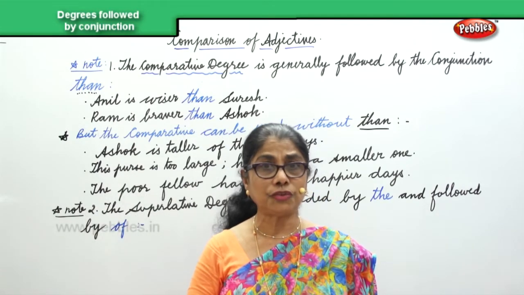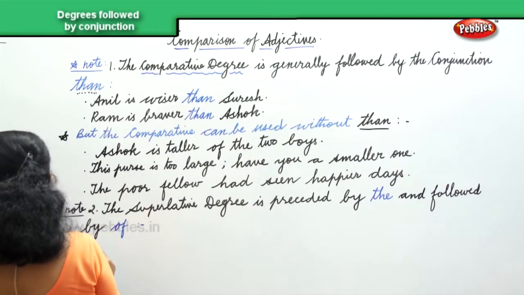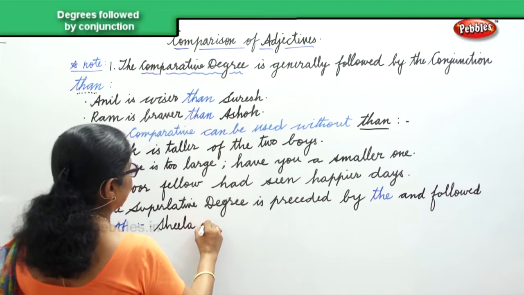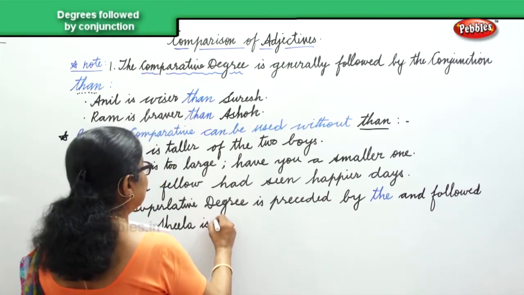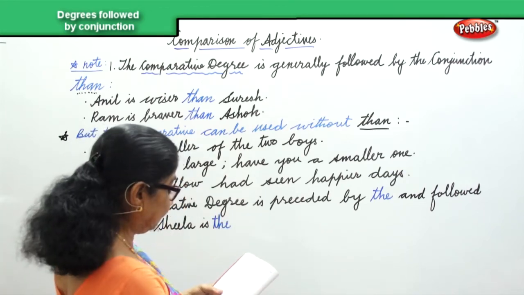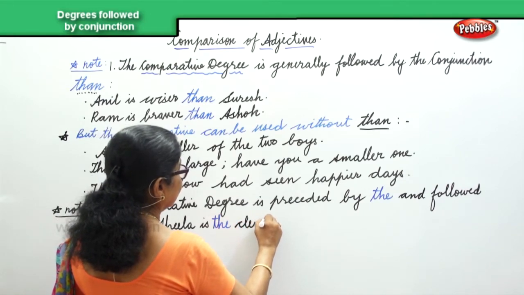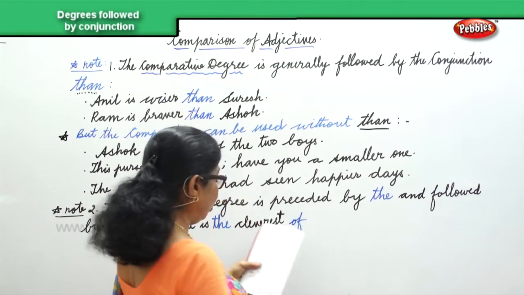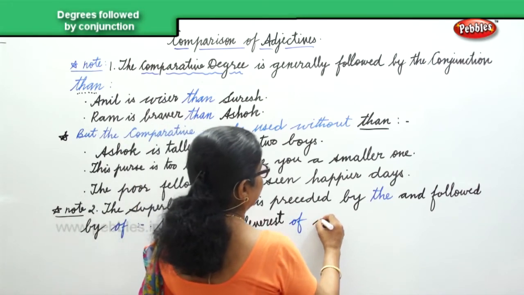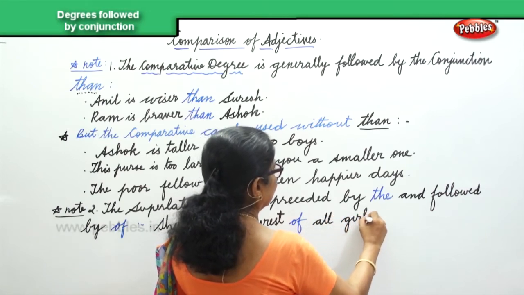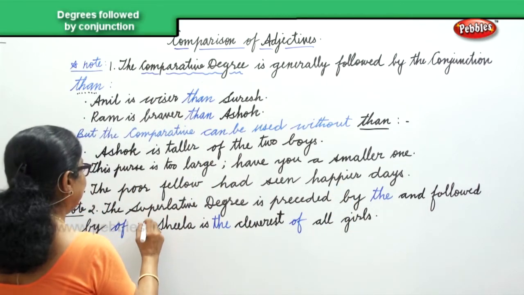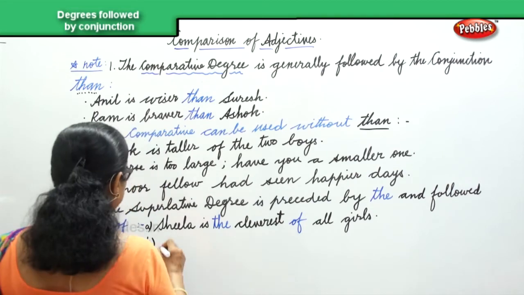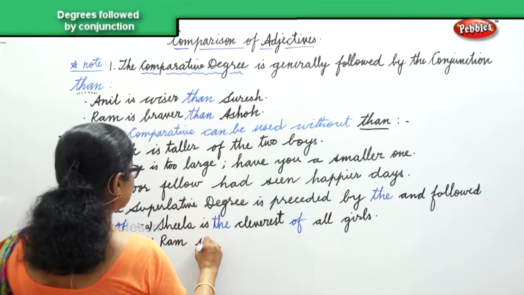Sheila is the cleverest of all girls. So we have a couple of sentences to look at. Sheila is the cleverest. Cleverest of all girls. Okay, then that is A. B, let's look at another sentence. Ram is the best of all boys. Ram is the best.